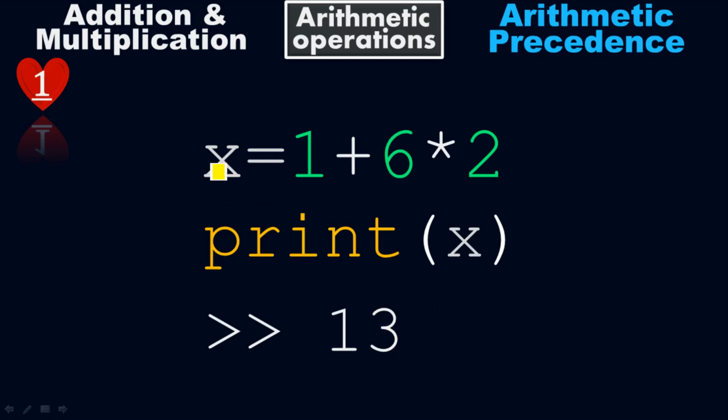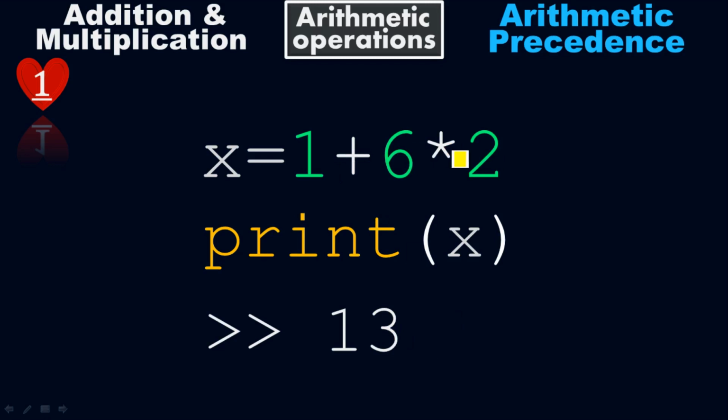This x is the variable. It is the name of the variable for this whole expression. We give the name x here. So when you take the print of x, you will get 13 in the final answer, because 6 times 2 will be 12, and then 12 plus 1 will be 13.